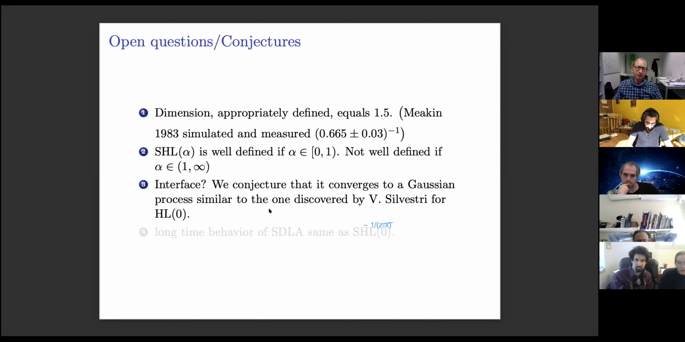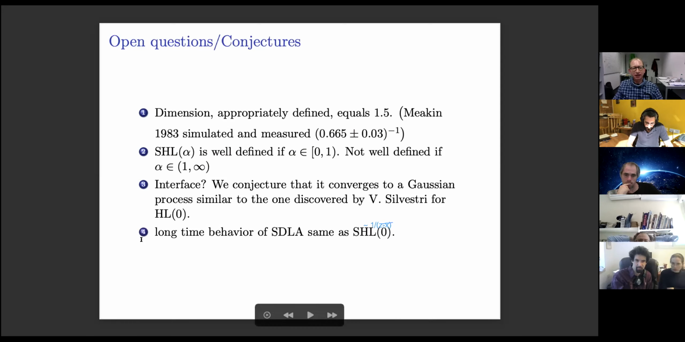And maybe the most important conjecture, though we have at this moment no approach on how to prove it, is that the long time behavior, and I'm vague partly on purpose, of the SDLA and that of the SHL0 that we define here are the same. Maybe in the sense of scaling limits and so on. But since I don't know how to prove it, I don't even phrase it very precisely. And that's everything that I wanted to say. So thank you very much.